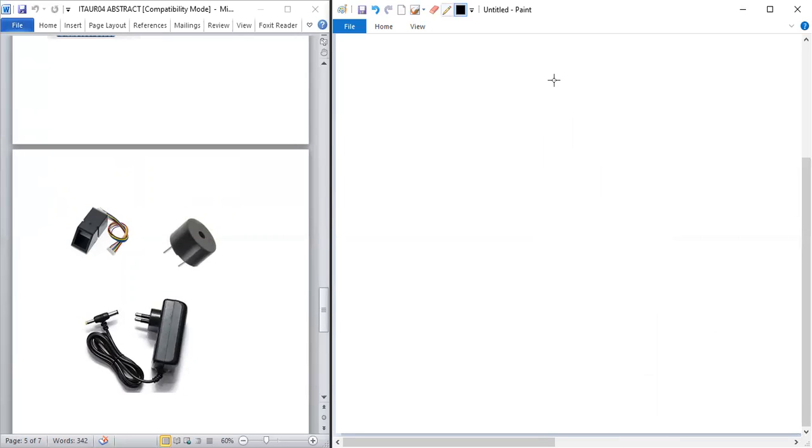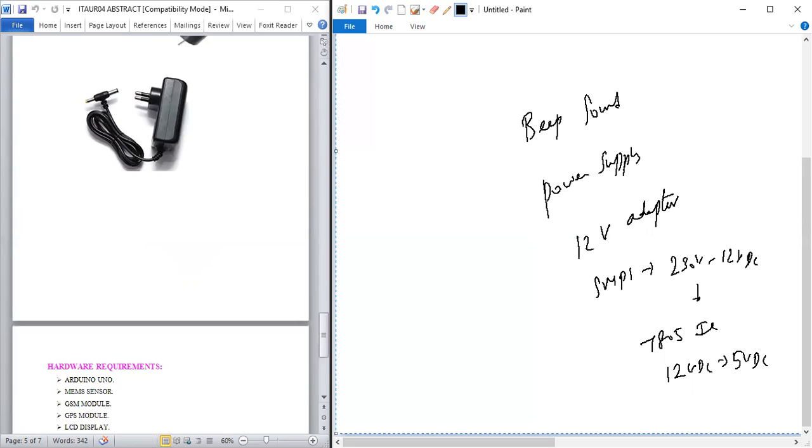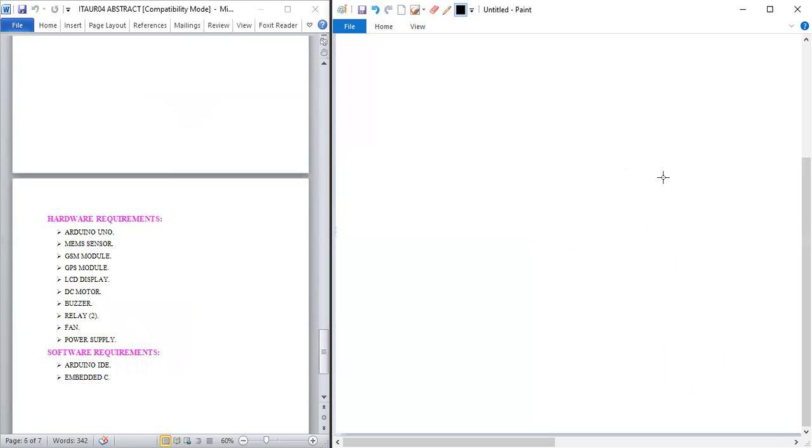So the next one is a buzzer. The buzzer just makes a beep sound. For the power supply we are using a 12 volt adapter. It contains an SMPS, converting 230 volt to 12 volt DC. Using a 7805 IC, we are converting 12 volt DC to 5 volt DC. So these are the components required for our proposed system.